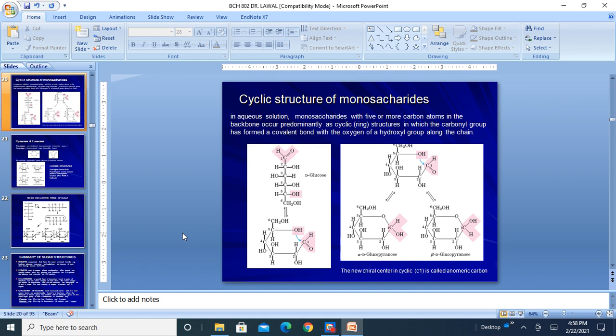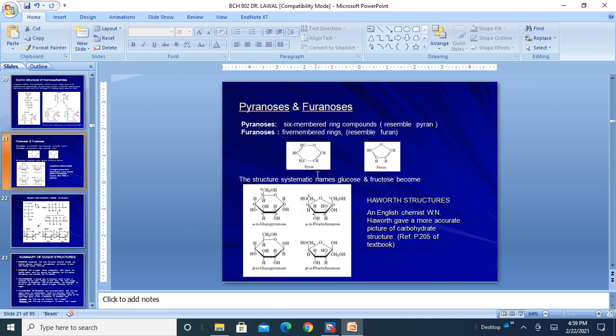So the cyclic structure of monosaccharides: most of these monosaccharides shown as straight chain oftentimes exist in aqueous solution in the cyclic form. They predominantly occur in the cyclic ring structures, either as the pyran or the furan ring. The pyran ring is a six-membered ring, as would be shown here, the glucopyranose. Now the furan ring is not shown here, but it is the five-membered ring. This is the furan ring here.